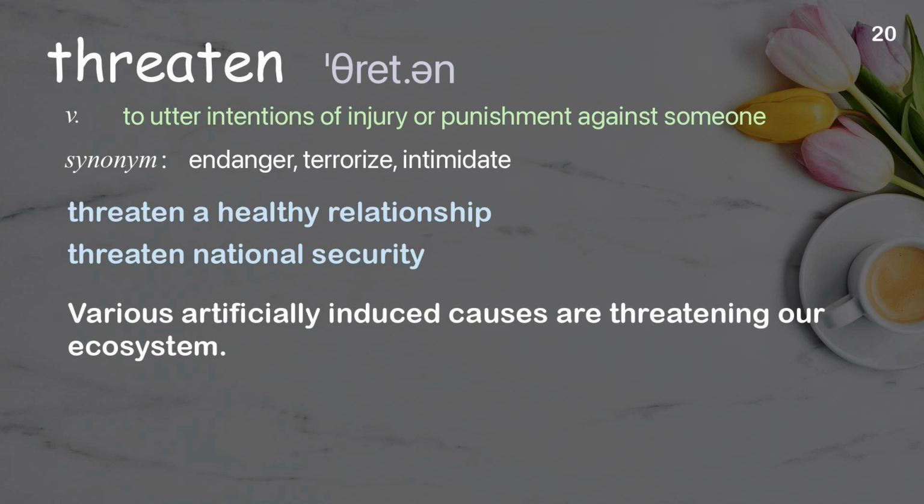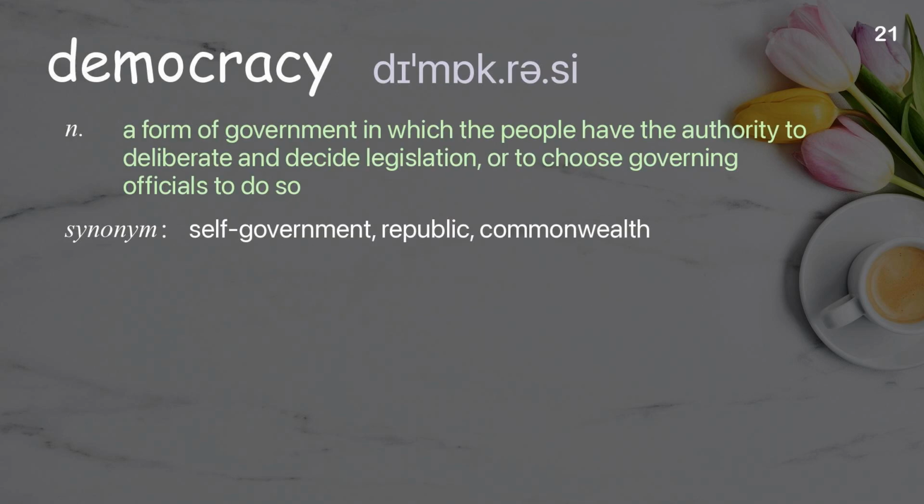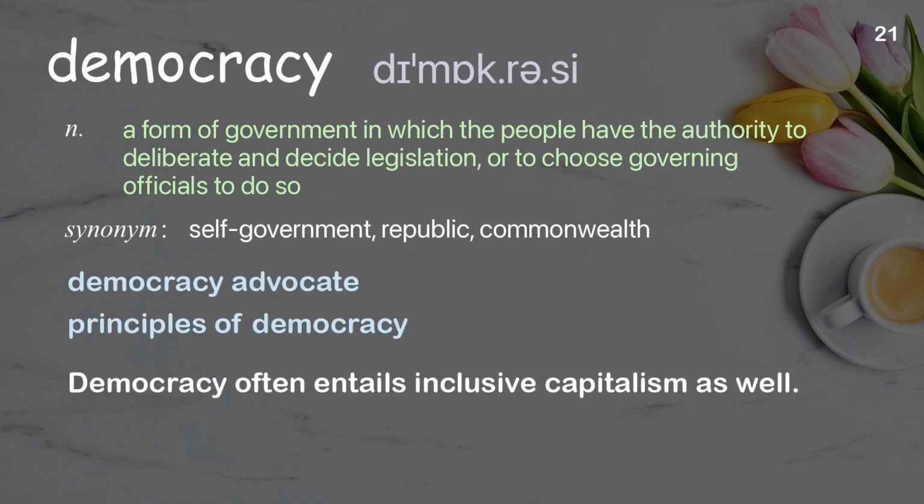Democracy. A form of government in which the people have the authority to deliberate and decide legislation, or to choose governing officials to do so. Examples: Democracy advocate. Principles of democracy. Democracy often entails inclusive capitalism as well.